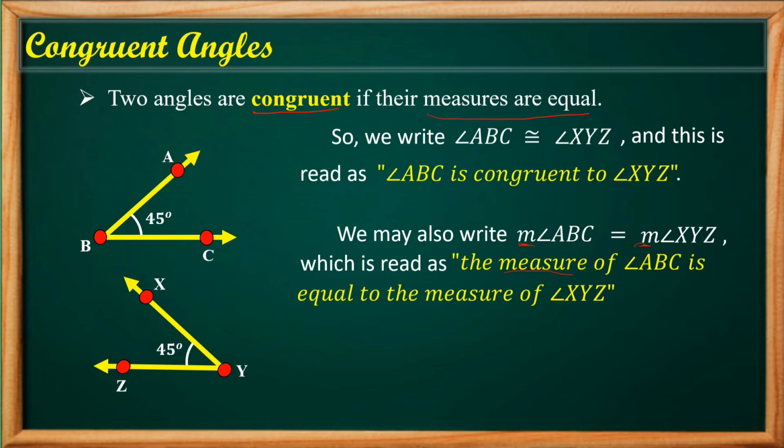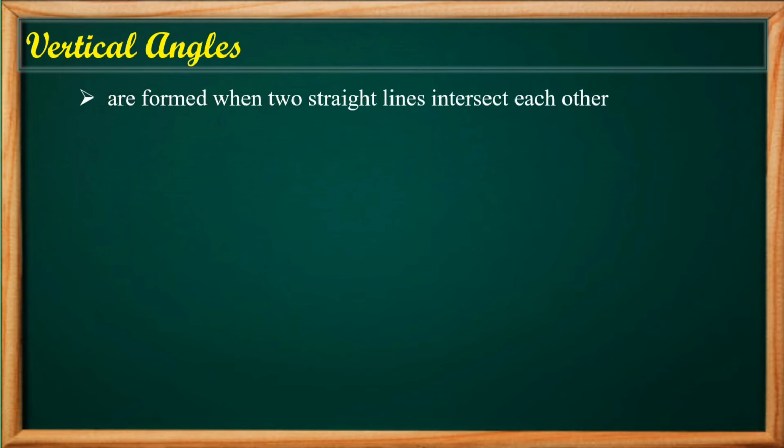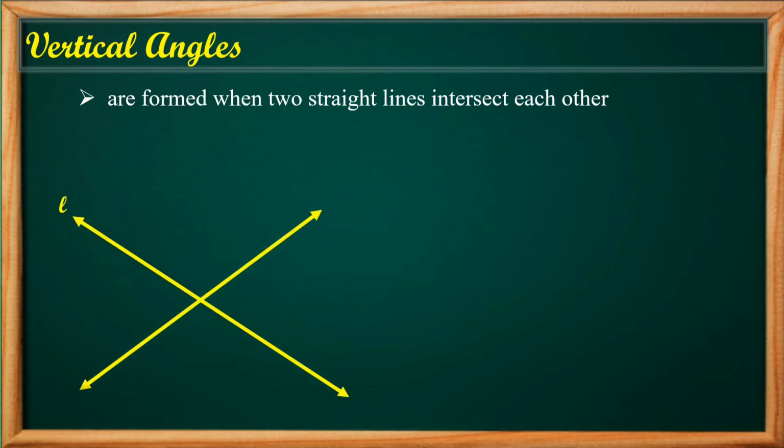That is a congruent angle. Then, based on this, we will now discuss the vertical angles. Vertical angles are formed when two straight lines intersect each other. We have here line L and line Q. When line L and line Q intersect each other, they create four angles: angle 1, angle 2, angle 3, and angle 4. Meron tayong apat na angles.